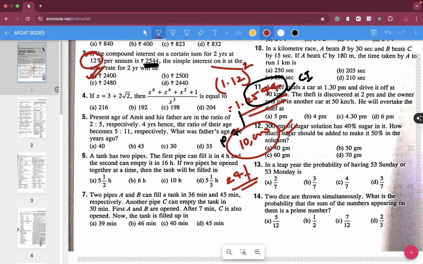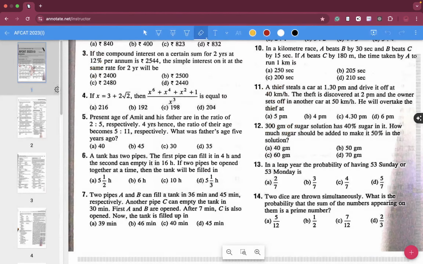Now let's move on to question number 4. Question number 4 is not a difficult question, it's an easy question only. It's an extremely easy question, but the calculation is a bit lengthy. The first thing that we want to do is write down over here x raised to the power 6 plus x raised to the power 4, x square plus 1, divided by x cube.